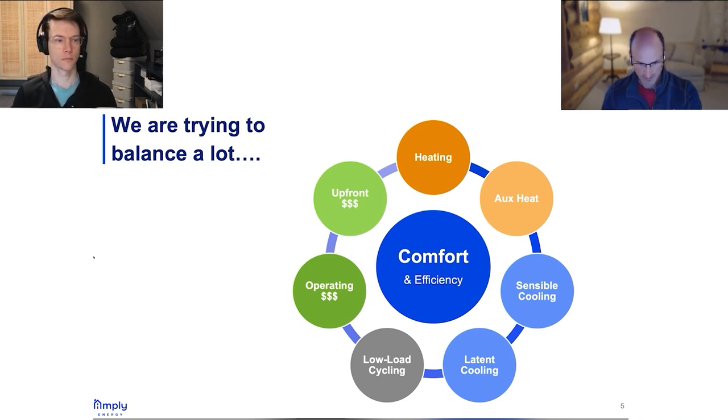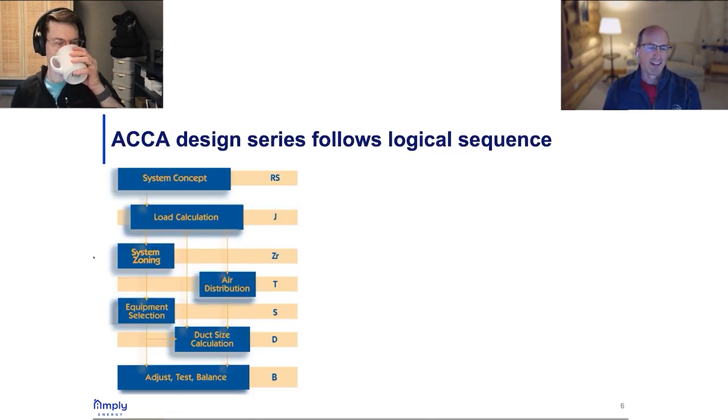The good news around all this stuff that we're trying to balance is that the Air Conditioning Contractors of America, ACCA, has a whole design series that we can follow that's in a very logical sequence to help us do this work. We're mostly going to focus on two of them. Very briefly, we're going to talk about Manual J, and then really Manual S, obviously, is the focus for today.